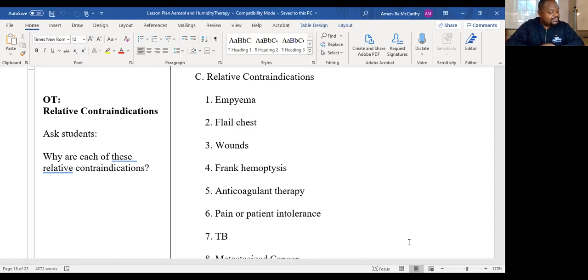Does anybody remember what hemoptysis means? We talked about hemoptysis. We talked about what it was. What is hemoptysis? You can say it out loud or you can put it in the chat. You need to know what hemoptysis is. And we talked about it. What is hemoptysis?